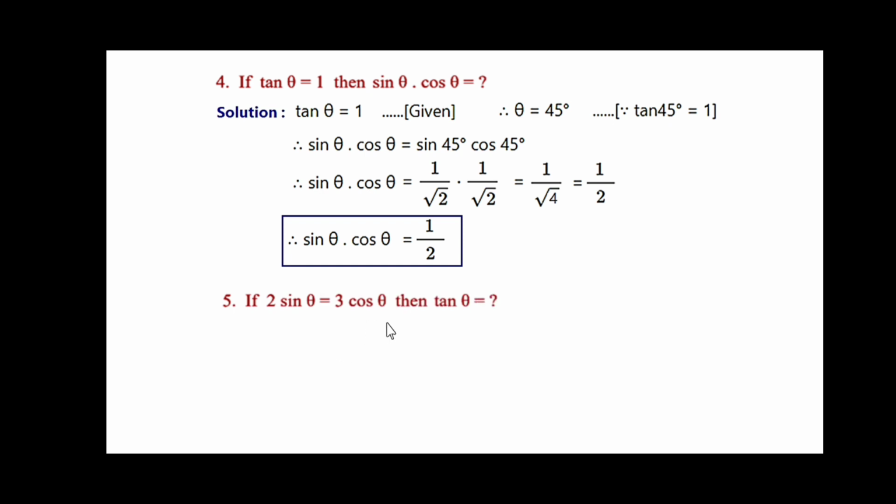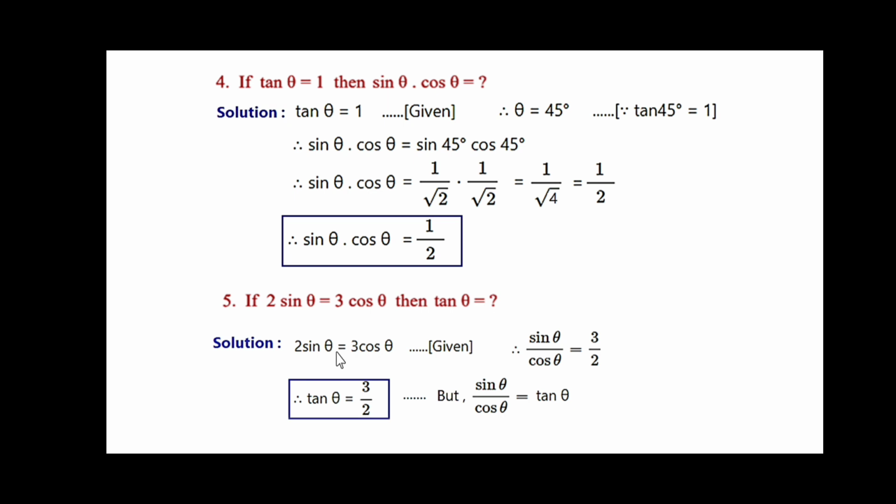If 2 sin theta is equal to 3 cos theta, then what is tan theta? Friends, we will take the given thing, that is 2 sin theta is equal to 3 cos theta. This sin theta is on the LHS. We will bring this cos theta to the LHS from the right hand side. So it will become sin theta upon cos theta, and 2 from the left hand side we will take to the right hand side. It will be 3 upon 2. So from this given we will get this step. Now we know that sin theta upon cos theta is tan theta. Therefore we can write tan theta is equal to 3 upon 2.